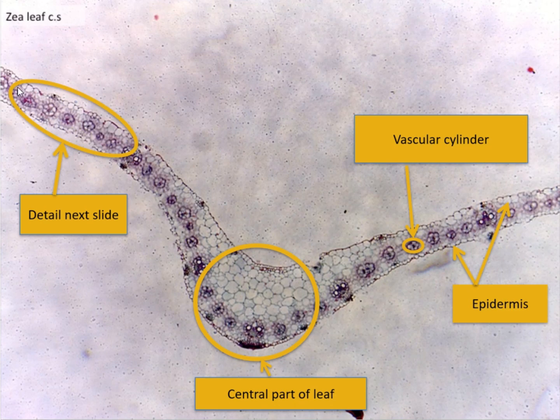So here we have a different leaf. The last leaf was a privet leaf. This is a zea leaf. And then, like before, this is a cross section. So here we're just looking at some terms we're already familiar with. We've talked about the epidermis, the vascular cylinder. This is the central part of the leaf. And then this region over here, we're going to jump into in further detail in the next slide.